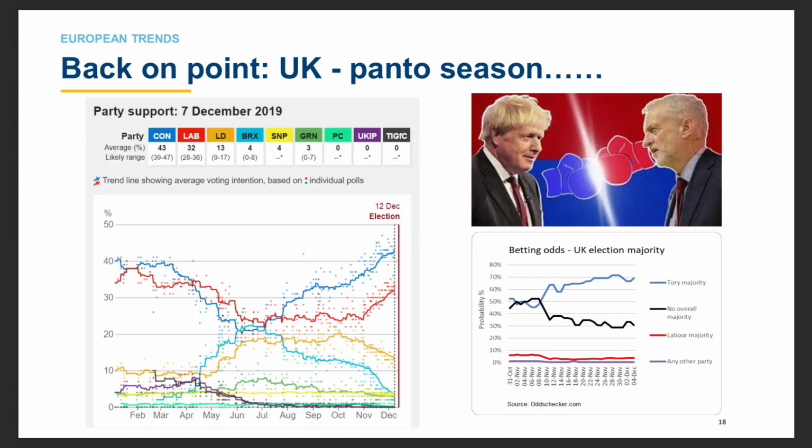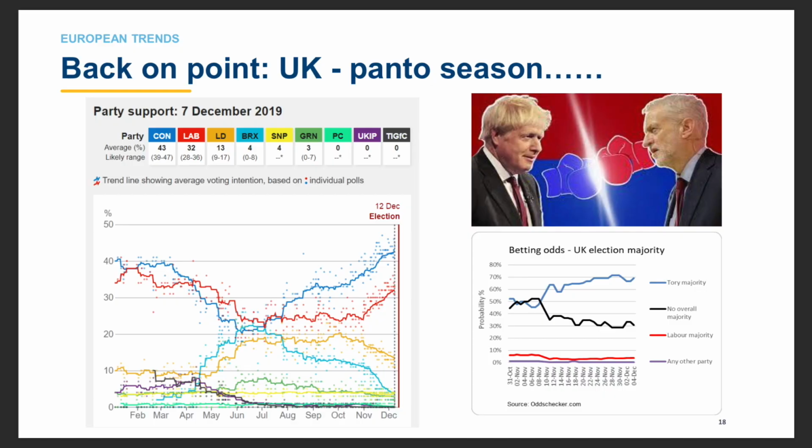Okay, so back on point, it is Panto season for anybody who's familiar with that. And to Boris, yes, Jeremy is behind you. He's about 10 points behind you, according to the polls at the weekend. I don't think yesterday's debate on the BBC will do anything to sway any voters in any way, shape or form. I think most votes are probably cast. At the minute, it looks odds on for a Tory majority at the weekend. So what does that mean?